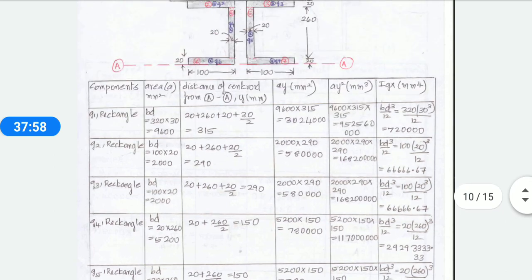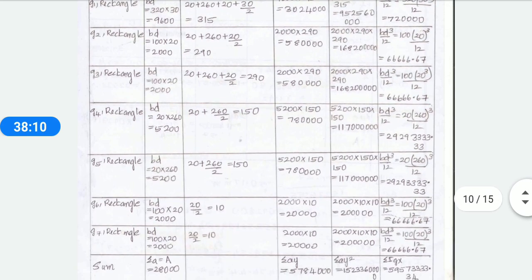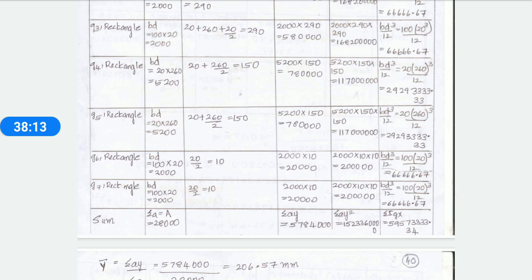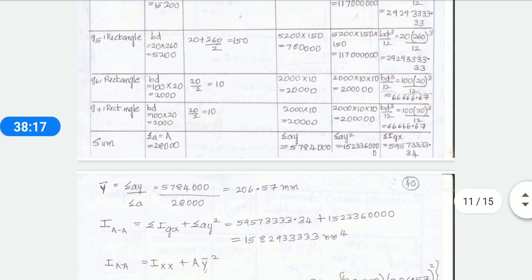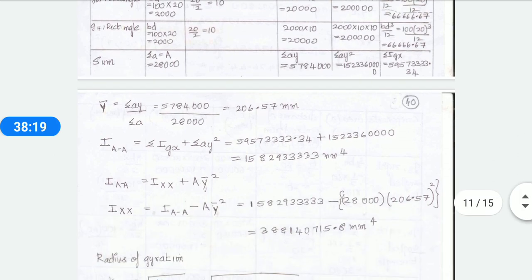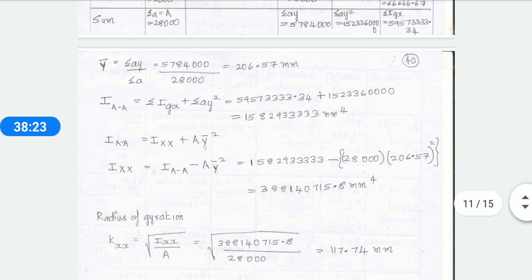After that, you have to calculate what is our ay and A of y square. Then you need to find I of Gx. I of Gx formula is equal to b into d cube divided by 12. Substitute everything and find out your summation of A, summation of Ay, summation of Ay square and summation of I Gx. Substitute in the formula of y bar and you do for I AA or I11. Then substitute that value to find your I of xx.